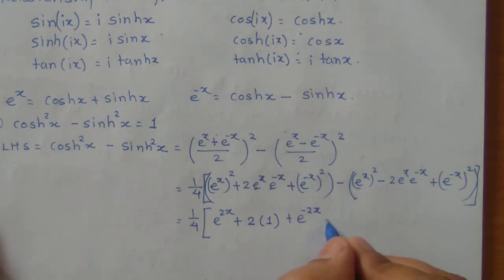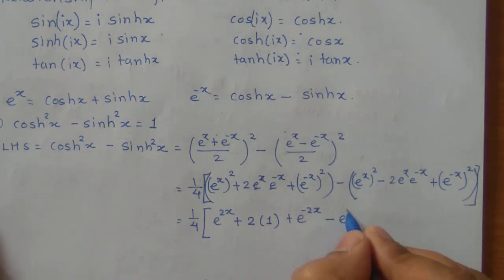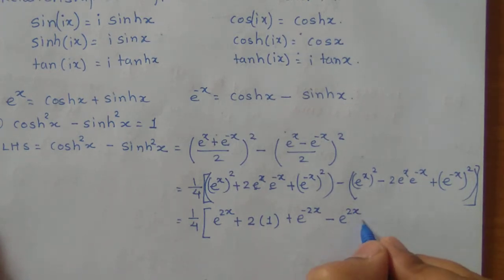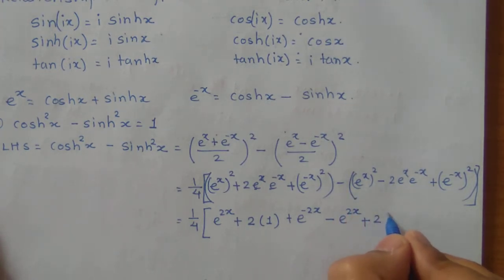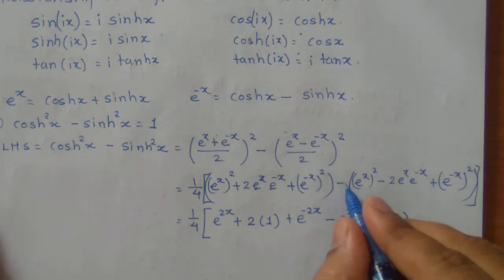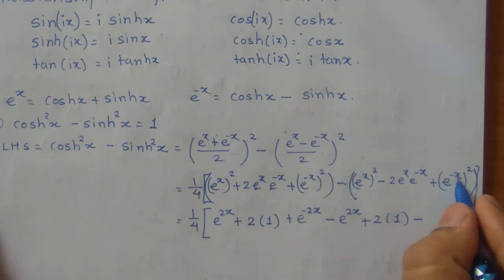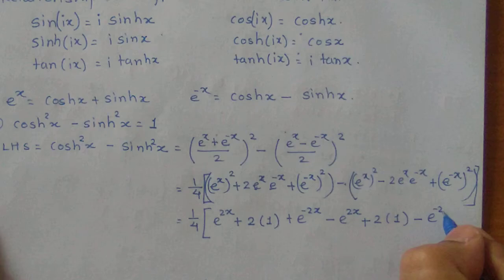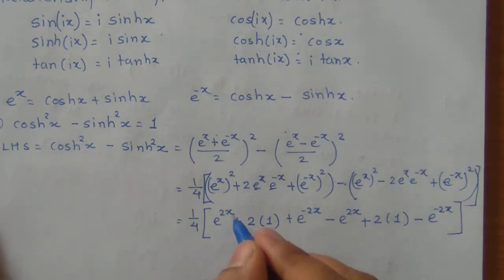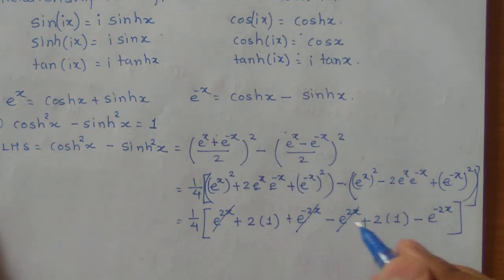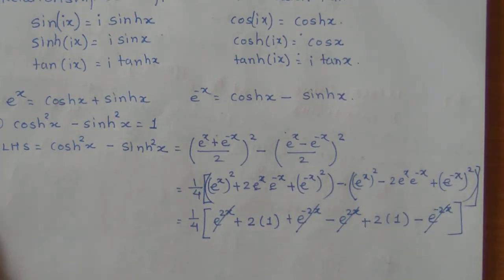Now the minus sign is given inside. The first term becomes minus e raised to 2x. Again, similar to this, minus minus become plus 2 into 1. Minus plus become minus e raised to minus x square, that is e raised to minus 2x. Now the positive e raised to 2x, negative e raised to 2x get cancelled. E raised to minus 2x minus e raised to minus 2x get cancelled. Therefore, we get 2 into 1 plus 2 into 1, that is 2 plus 2, that is 4. So we get 1 by 4 into 4, which is nothing but 1, which is our required RHS.